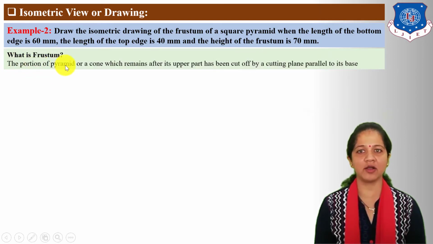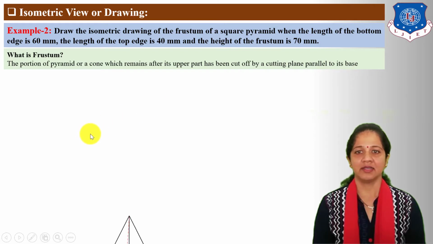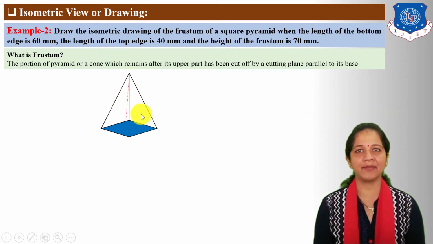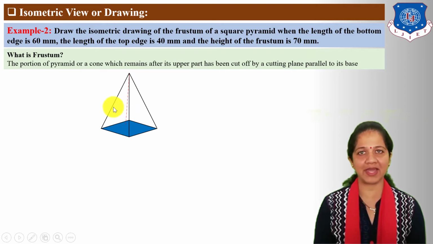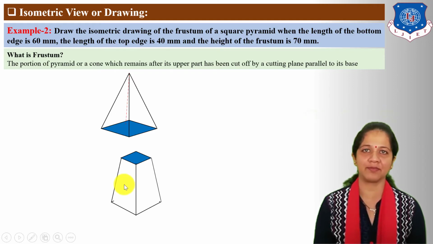The portion of a pyramid or a cone which remains after its upper part has been cut off by a cutting plane parallel to the base. Here you can see a square pyramid is given. If this square pyramid is cut by a cutting plane parallel to the base, then the remaining portion of the square pyramid is known as a frustum. Here the pyramid is a square pyramid, so this cut portion is known as the frustum of a square pyramid.